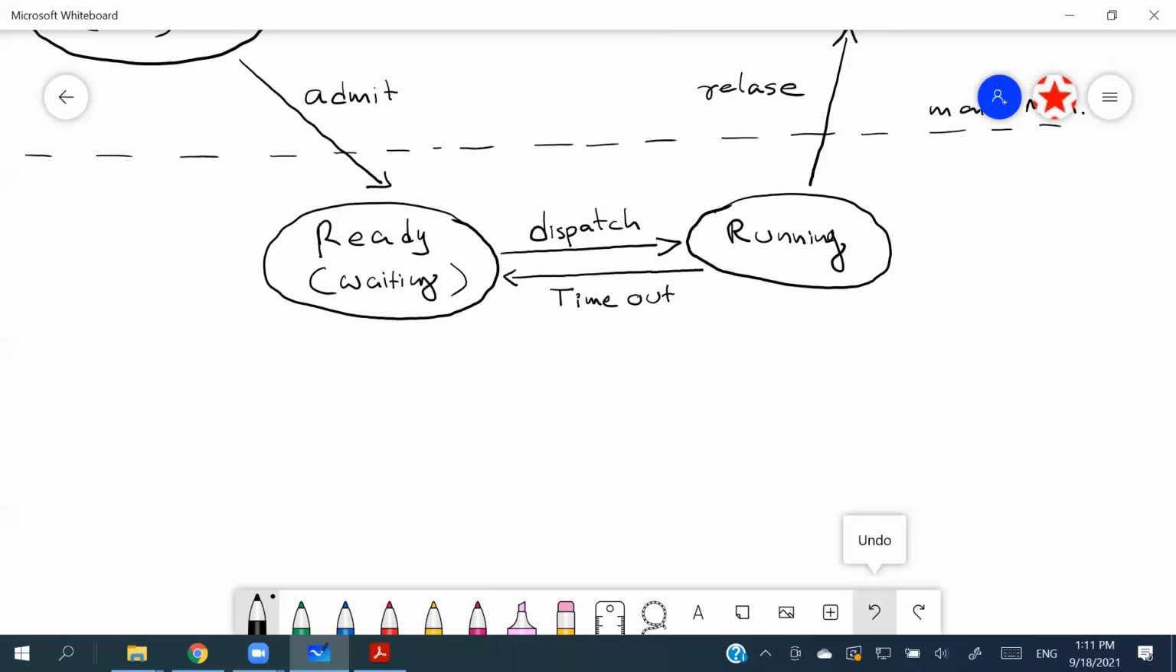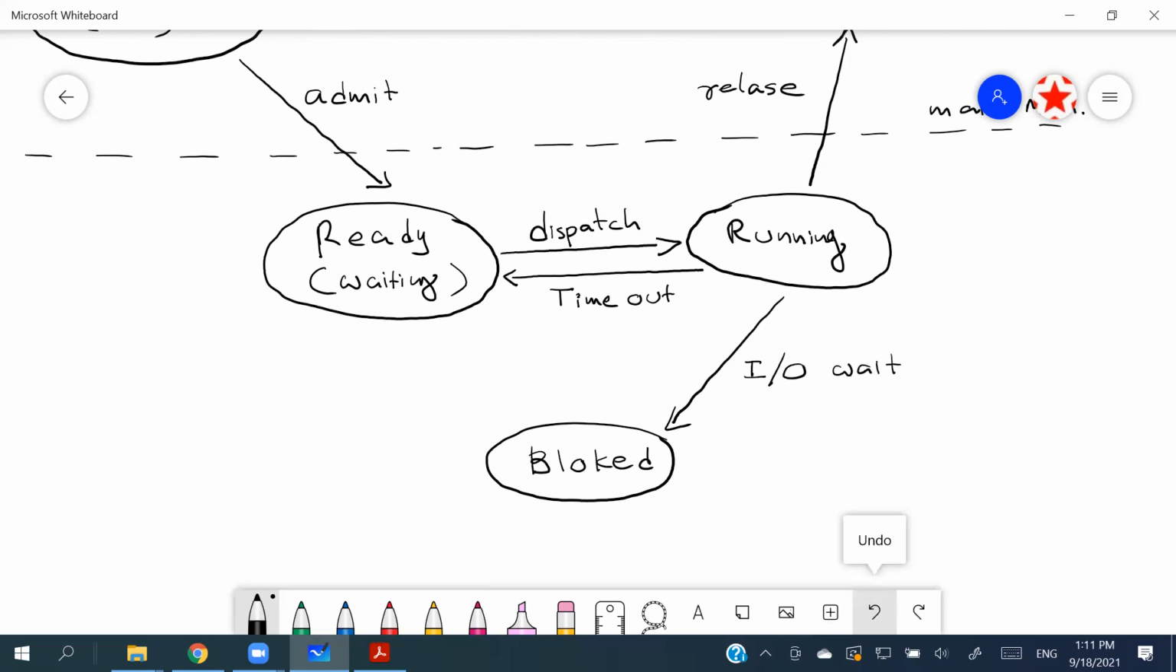So from the running state, a particular process can be given a state called blocked due to an input-output wait, or sometimes we say due to a system call.